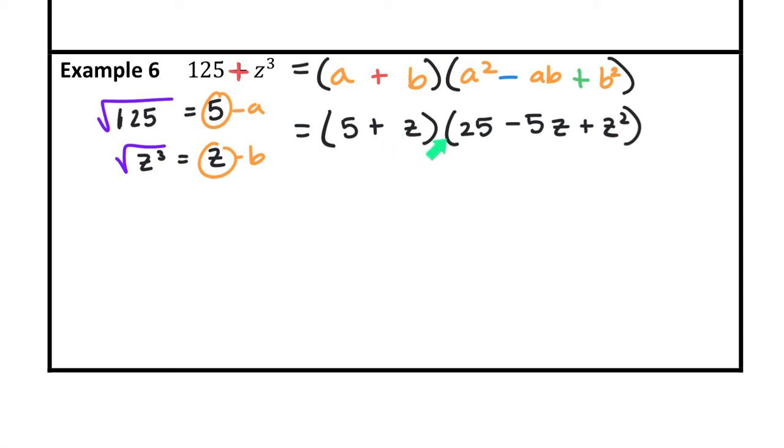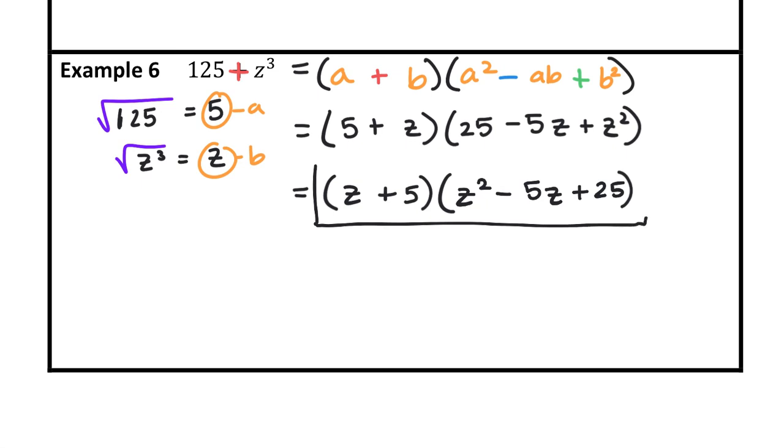Now you can rewrite these. You can do one more step and say, in the first parentheses, can I switch these? Instead of saying 5 plus z, can I put z plus 5? Yeah. And in the second parentheses, can I organize this into standard form? Can I put this one first, this one second, and this one third? Yeah. See, positive z squared is going to be first, minus 5z is going to be second, and positive 25 is going to be last. This is my final answer.